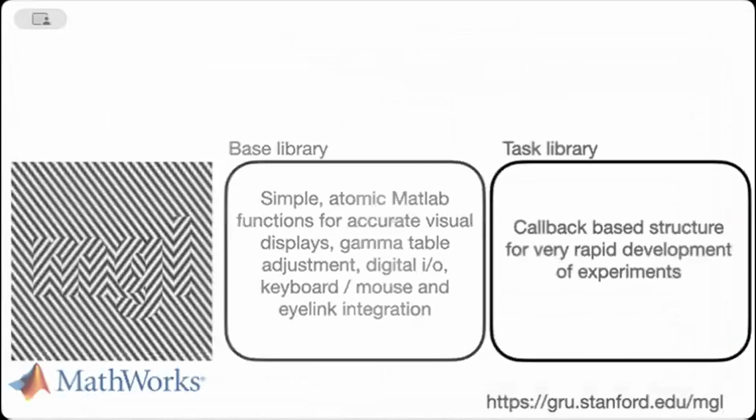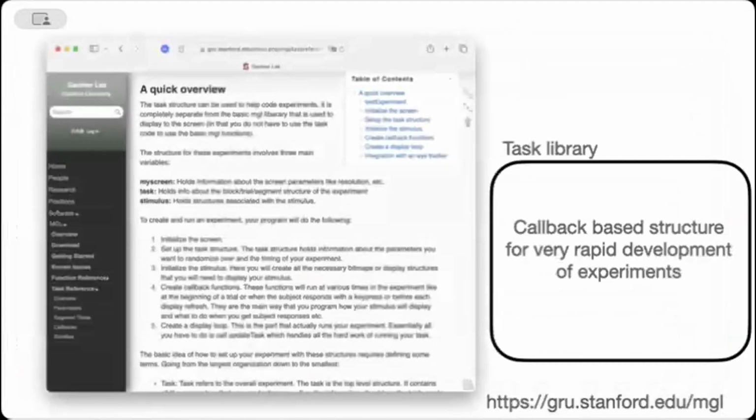The other piece of the library, which is a bit different from Psych Toolbox, is there's a task library. The task library is built on top of MGL, and the idea of the task library is to make it easy to prototype and run experiments where you have trials and segments within trials. Again, there's a lot of documentation about how to use that.